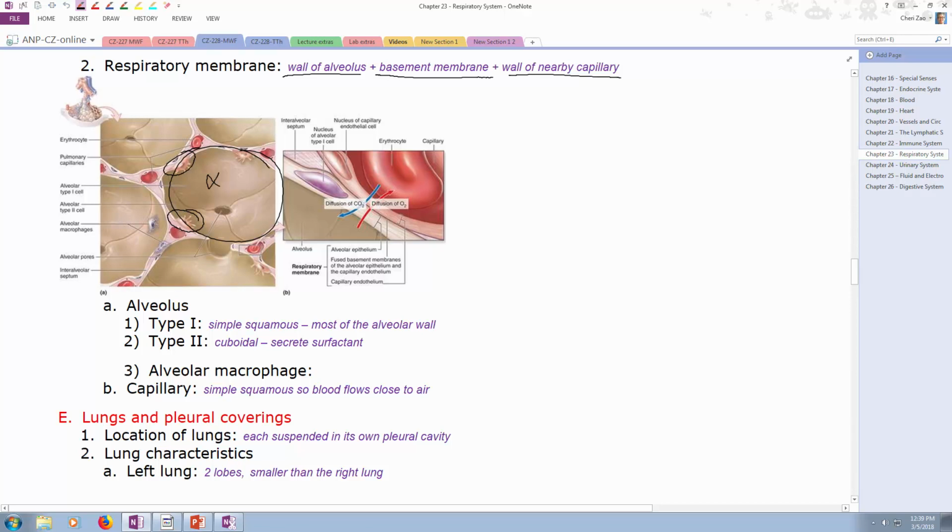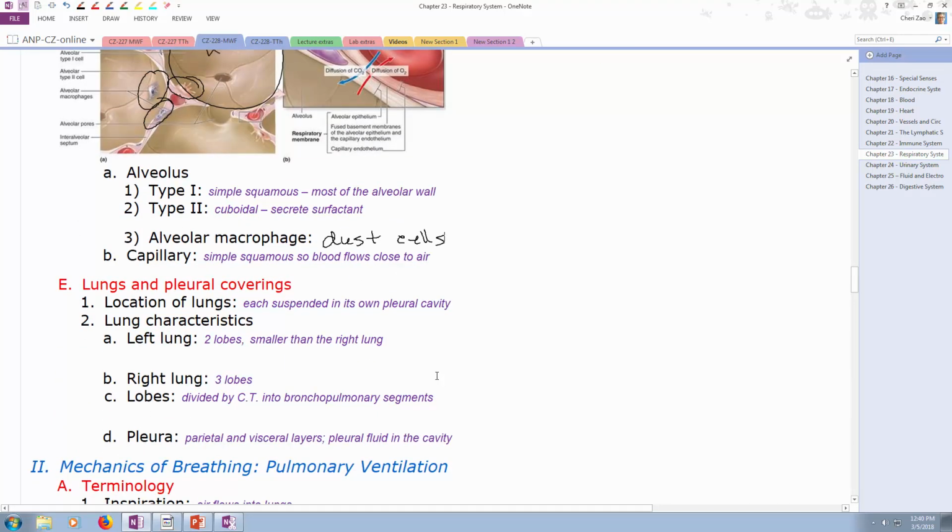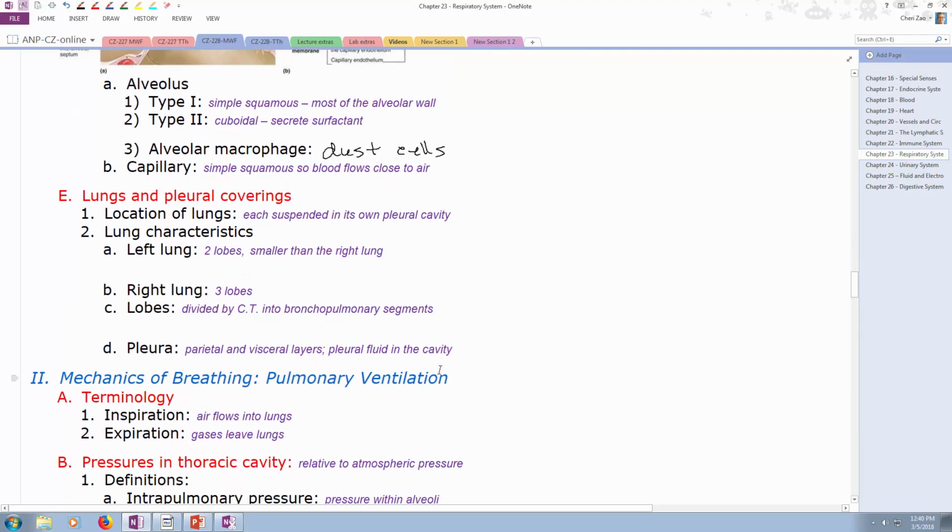Another cell type that will also be found wandering around in our alveoli, even at this very small structure, are alveolar macrophages, and they have an interesting little name. They're called dust cells. And so they're picking up whatever particles actually made it down into these very, very small structures. The capillary is right there. Blood is flowing close to air so that we can have efficient gas exchange.